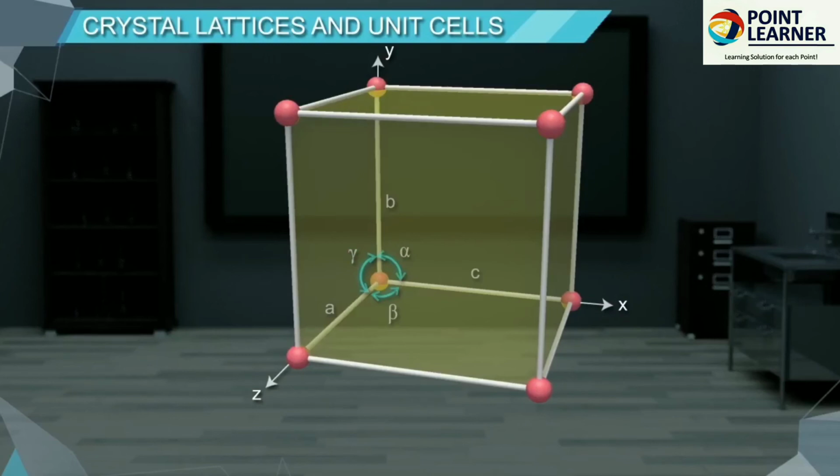Overall, a unit cell is characterized by 6 parameters, that is A, B, C, which are edge lengths, and alpha, beta, and gamma, which are face angles. There are 7 possible combinations of A, B, C, and alpha, beta, and gamma, forming 7 types of unit cells. These are also called crystal systems.